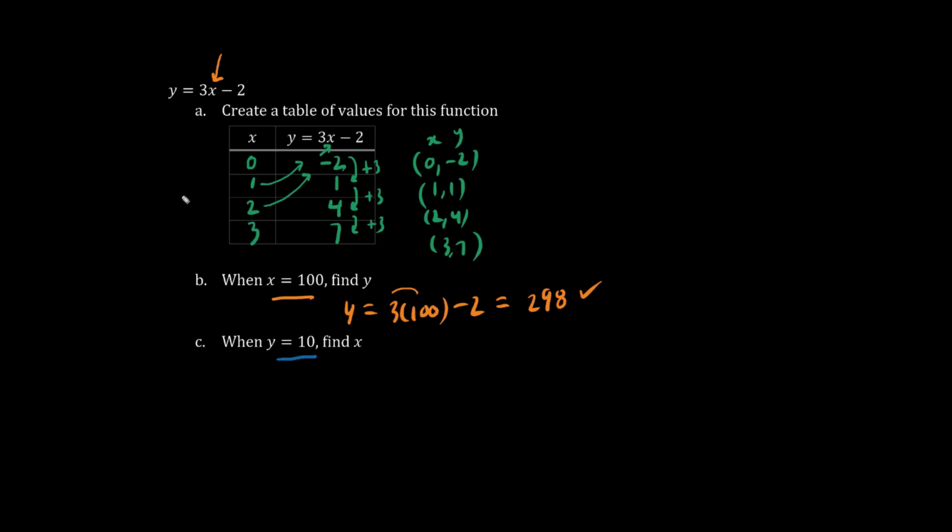Now y is 10. We substitute y into here. So we say 10 equals 3x minus 2. And this is just basic algebra. We add 2 to both sides. This negative 2 becomes a positive 2. 10 plus 2 is 12 equals 3x. Dividing both sides by 3, x equals 4.